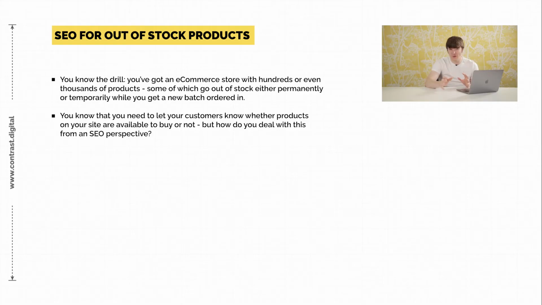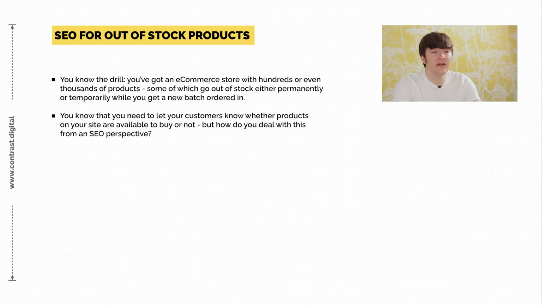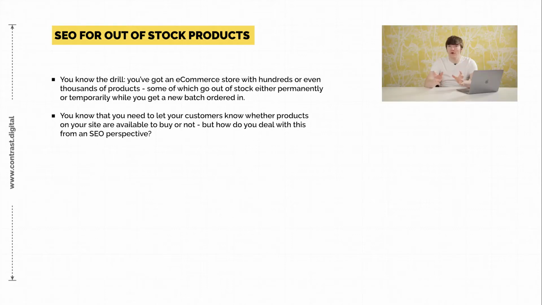So again, if you're an e-commerce store owner and you've got hundreds, thousands, if not tens of thousands of product pages, it's natural in the life cycle of these products that at some points the stock will be out and you're waiting for inventory to come in, so there'll be out of stock product pages. And the same goes with this, you need to obviously let customers know that this is the case, as well as search engines. So what's the best way to go about this?